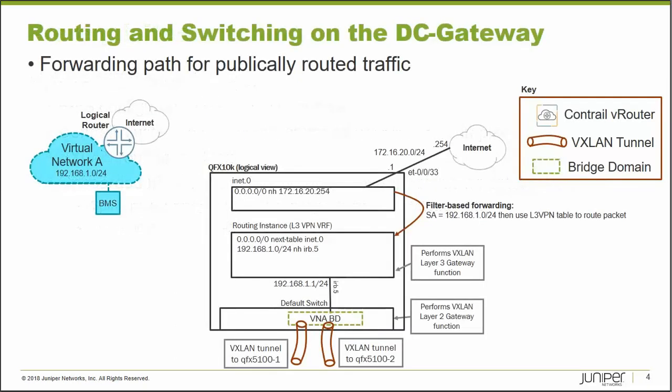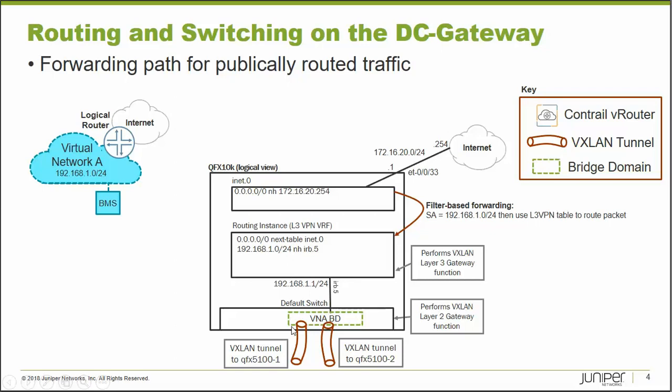Okay, so here are those two VXLAN tunnels that we saw coming in from QFX 5100 1 and 2. They both will terminate on a VNA bridge domain here on the QFX10K, which is what we're looking at. This big box is the QFX10K. It's got a default switch, Ethernet switching table, and that's where those VXLAN tunnels will terminate. Now, why will they terminate there as opposed to the routing instance?